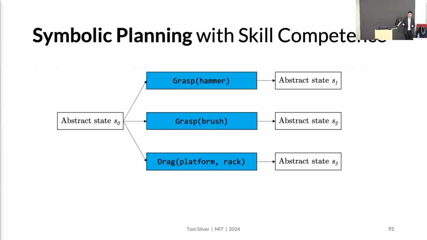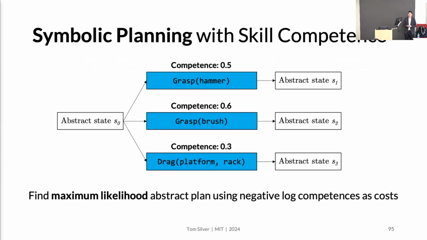If we had known competences, which we don't have in practice, but we can estimate, then what we can do is introduce the competences into our symbolic planner and use cost-based planning to end up with what's essentially a maximum likelihood abstract plan that's most likely to achieve the entire goal.